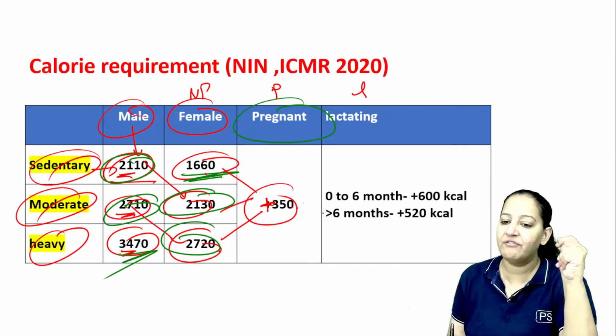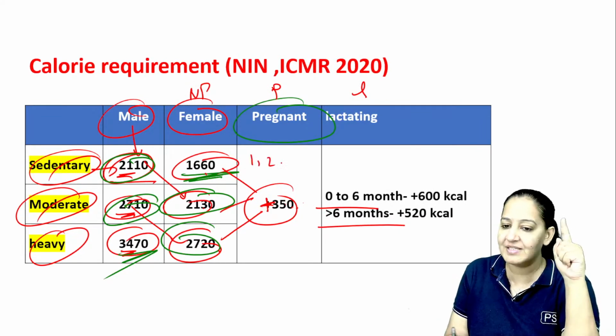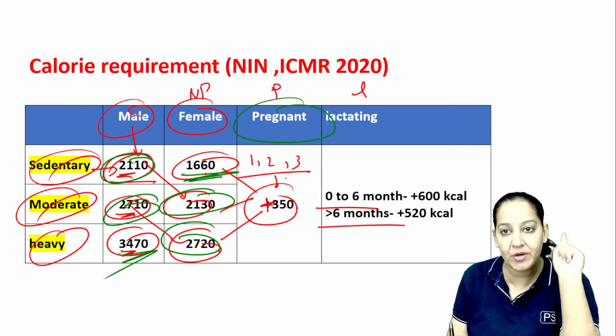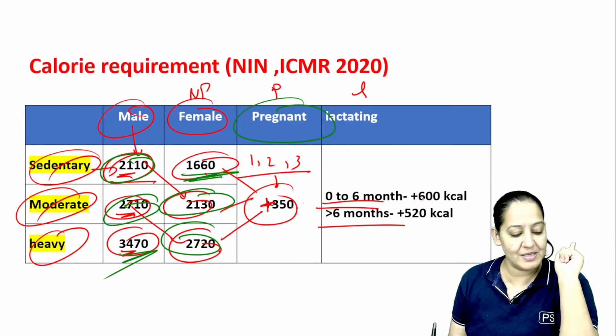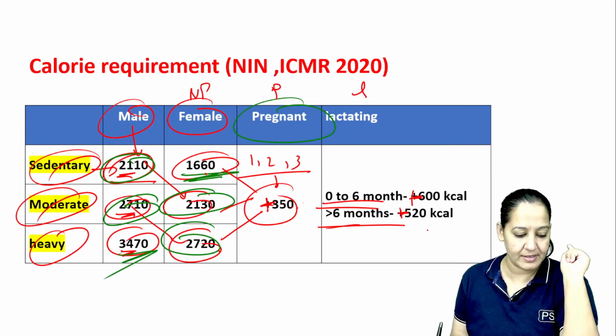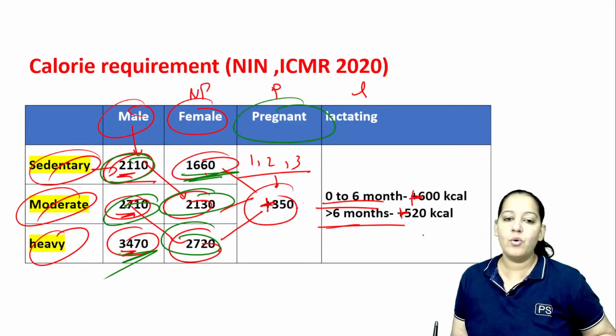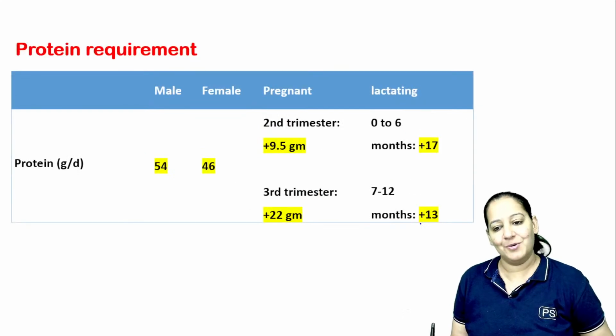During lactation, the first 6 months differ from the next 6 months. During pregnancy, the first, second and third trimester are the same. Don't get confused. Please mind it. For lactation, for the first 6 months, it's an additional 600. And for the next 6 months, it's an additional 520. Got it? I know I have already told you this yesterday, but many students are new also, so please learn that.